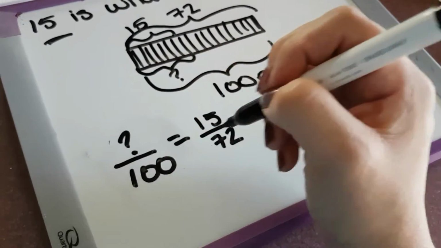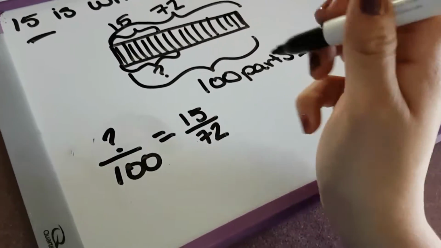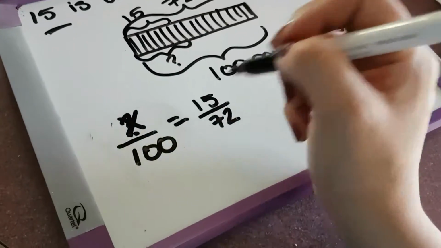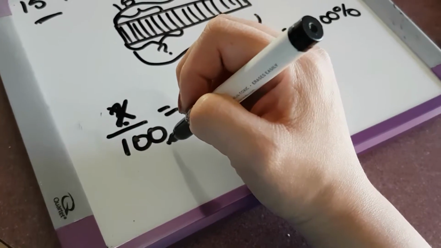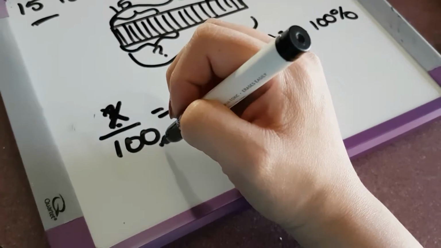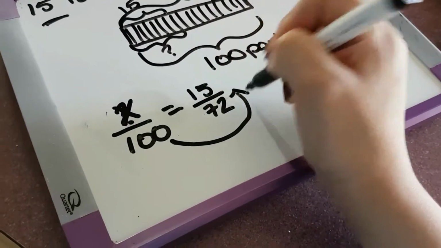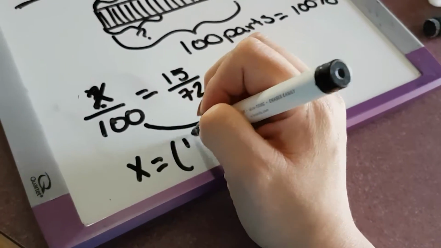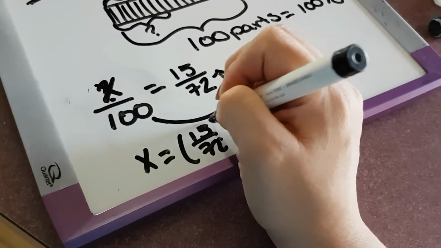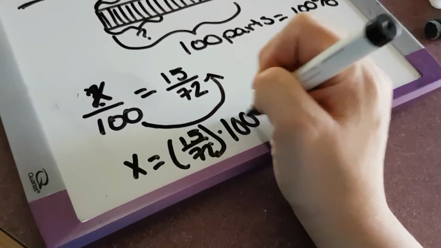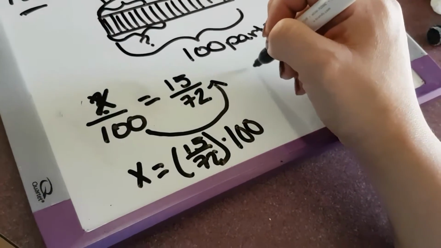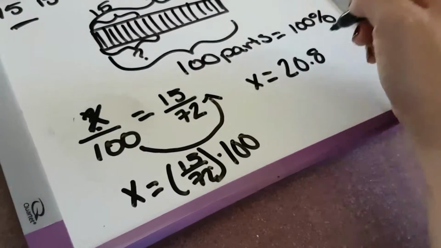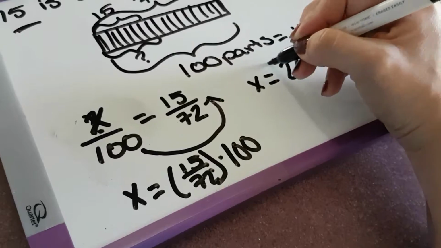So we are going to be doing the same exact step that we did on the previous question. We will want to have this x by itself, and by doing so, the opposite of dividing will be multiplying. So we will multiply the 100 to this fraction. So then now we have x equals 15 over 72, multiplied by 100. And now our answer would be 20.83%. That is our answer.